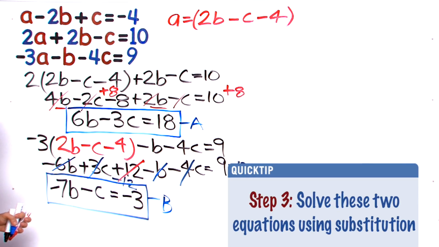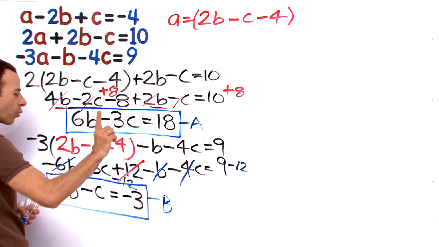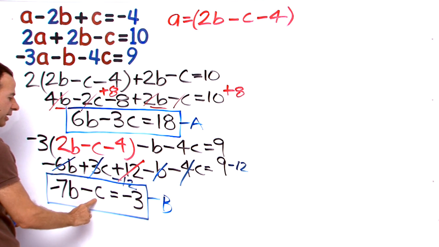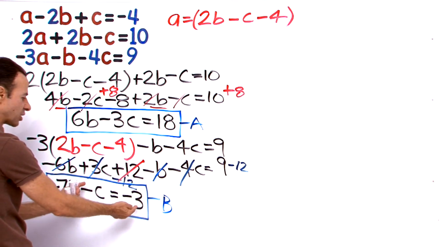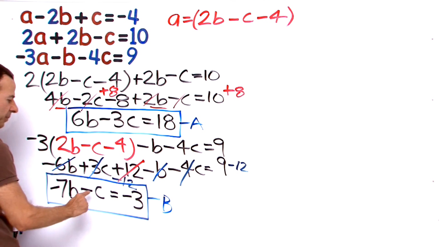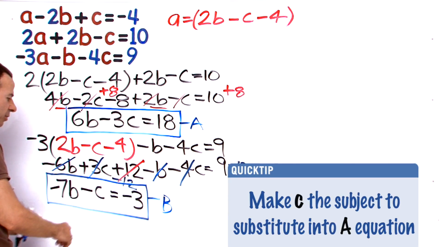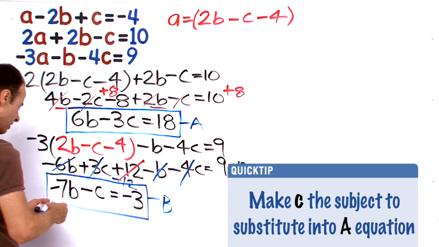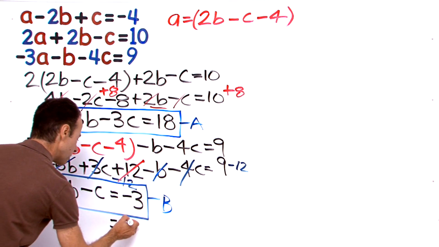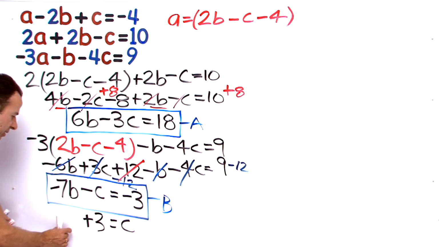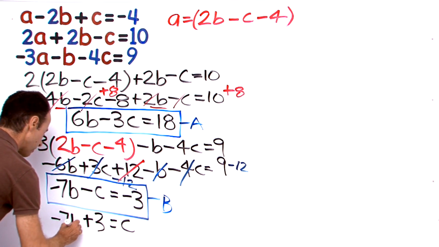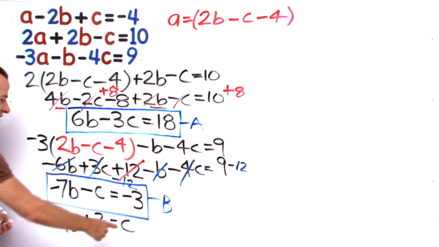Now we're going to use substitution to solve them. And we're always looking for a variable that has a coefficient of 1 if possible. The one that has it is right here, that's a negative 1. So I'm going to make C the subject. To make C the subject, I'm going to add C to both sides and subtract 3 from both sides. So the minus C goes over here, so it equals positive C. And the minus 3 becomes a plus 3, and bring down the minus 7B. There we go. So now we've got C as the subject.